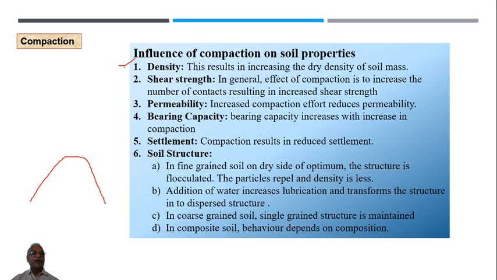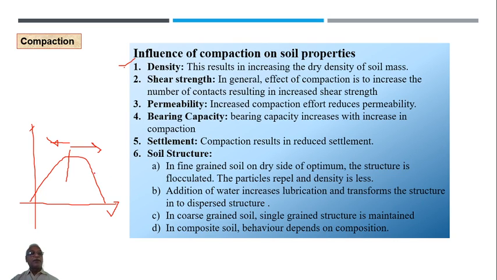seen that when you have a curve like that for compaction, here there is a maximum dry density. This side is known as the dry side, and this side is known as the wet side. Okay, so dry side of compaction, the structure is flocculated. We'll be studying what this is. The particles repel and density is less. Addition of water increases lubrication and transforms the structure into dispersed structure.